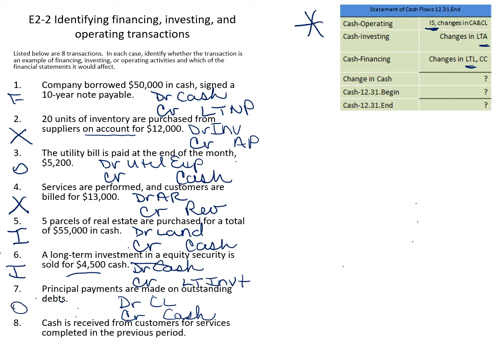And finally, cash is received from customers for services completed in the previous period. That means I'm debiting cash, and I'm crediting accounts receivable because I did all the work and sent them the bill last period. So since cash is in that transaction, it's a current asset, it's an operating activity.